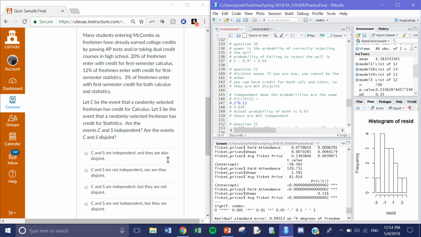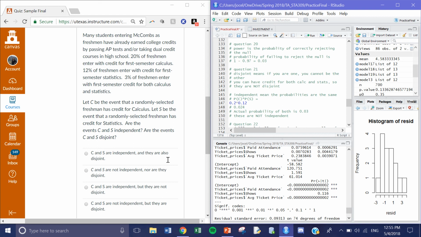So first, let's talk about what disjoint means. Disjoint means that if you are one, you cannot be the other. So in this case, disjoint would mean if you have credit for calculus, you cannot have credit for statistics. And we know that this is false. We know they're not disjoint because some people have credit for both. 3% of freshmen have credit for both calculus and stats. So there's no way they can be disjoint. Now let's talk about what independence means.